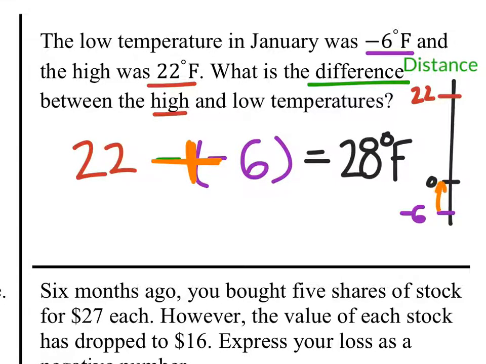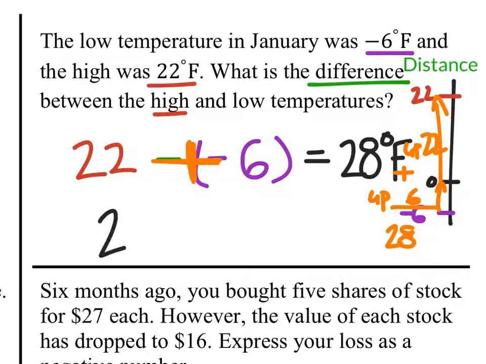But first we would show, just to get to 0, you'd have to go up 6 degrees, right? But then from here you've got to go up another 22 degrees, which is why we end up adding these two to get 28. So yes, the final answer, the difference between these two is 28 degrees Fahrenheit.